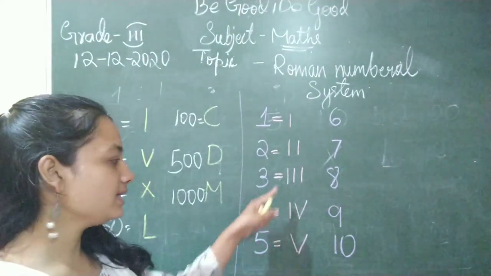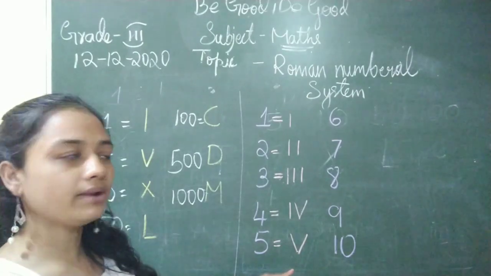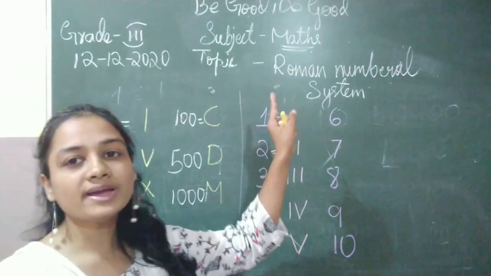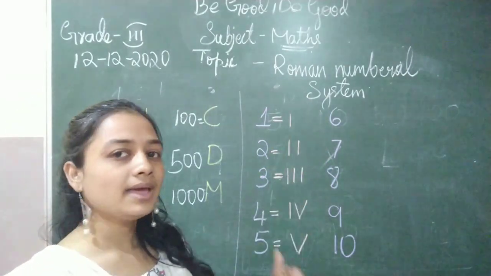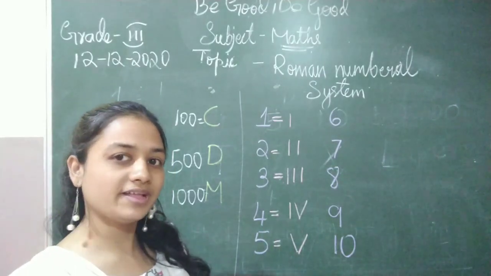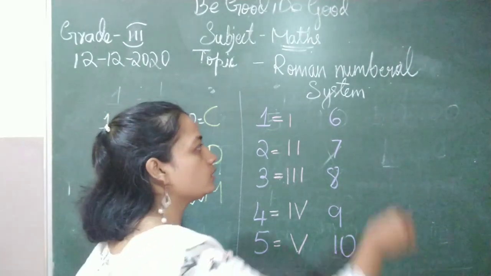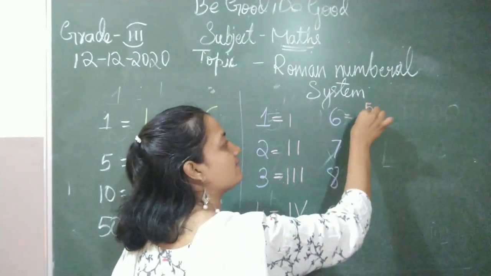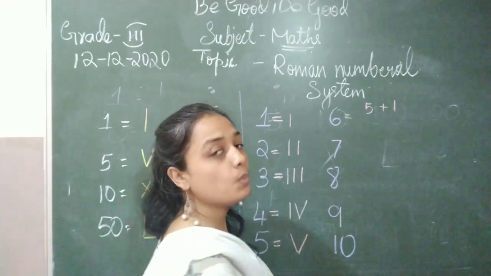So, we learned till 5. Now, let's go on to 6. How can I write 6? Can I write it as 5 plus 1 because I get 6? Yes. So, I write 6 as 5 plus 1.